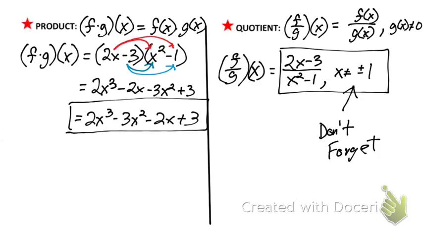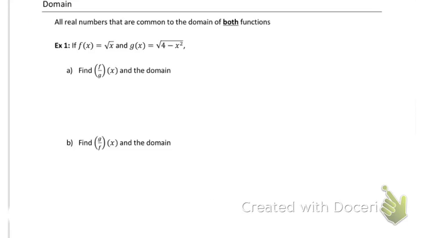So that is adding, subtracting, multiplying, and dividing when we have two functions, and the notation for it. All right, sliding down. We're going to talk about domains. So when I add two functions together, subtract two functions, divide two functions, or multiply two functions, sometimes our domain changes.